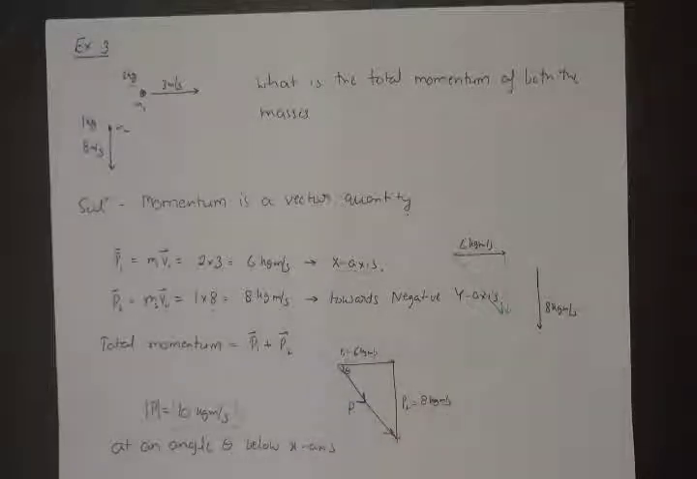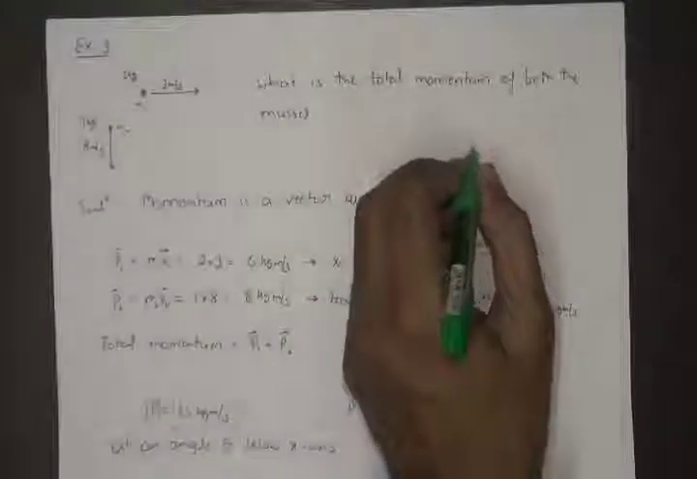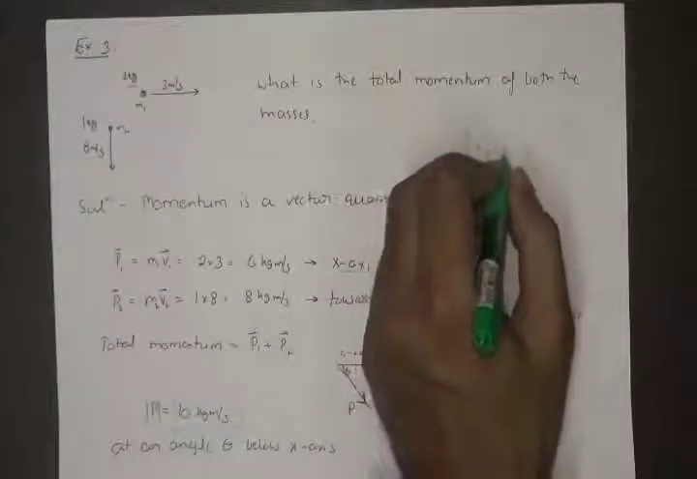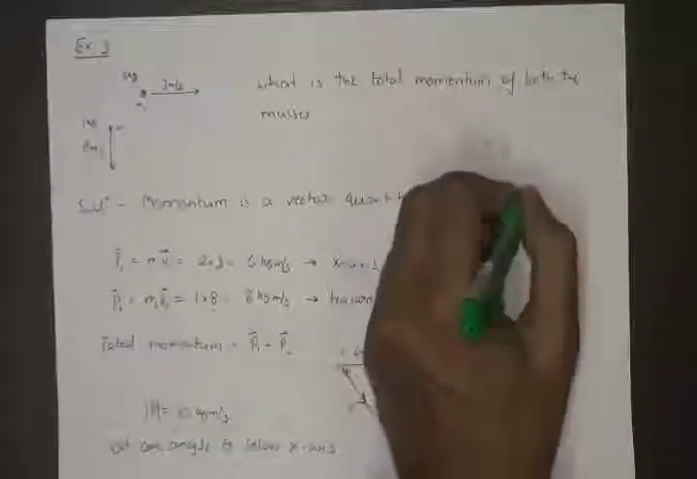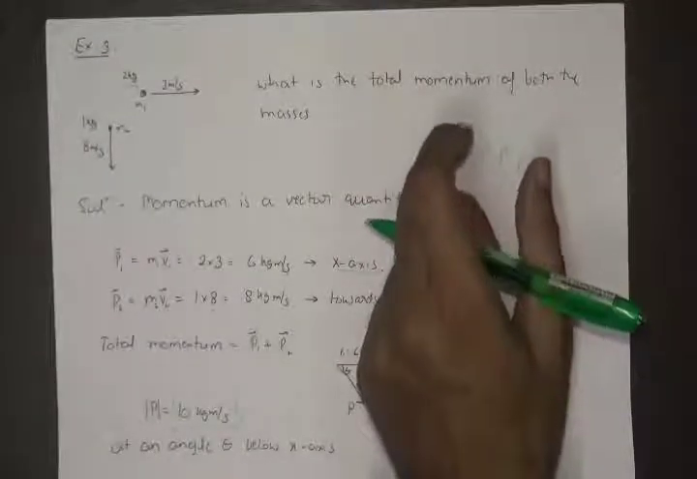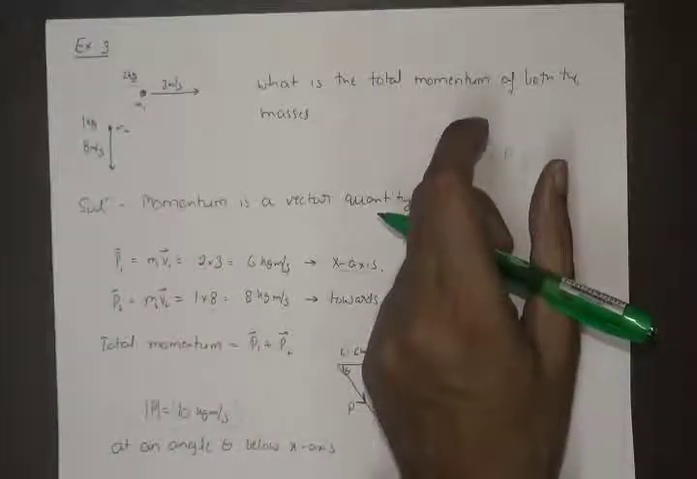So this is how we are going to add vectors. Whenever there are quantities which are vectors, for example velocity, force, momentum, electric field or any other quantity, we have to follow the vector law of addition. They will not add like scalar quantities.